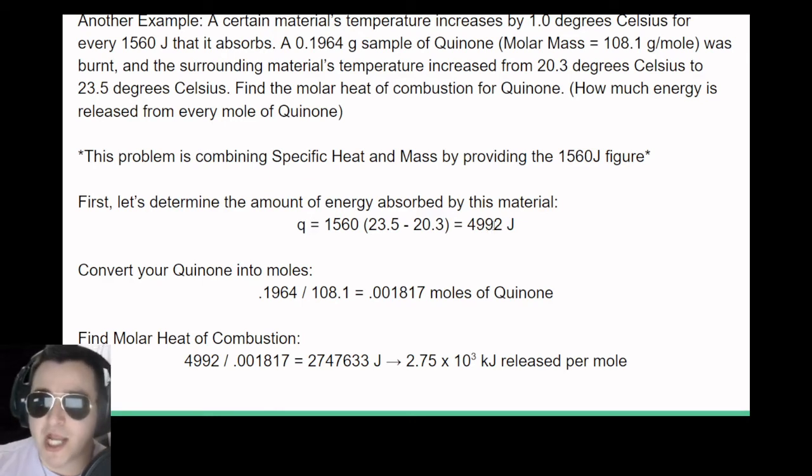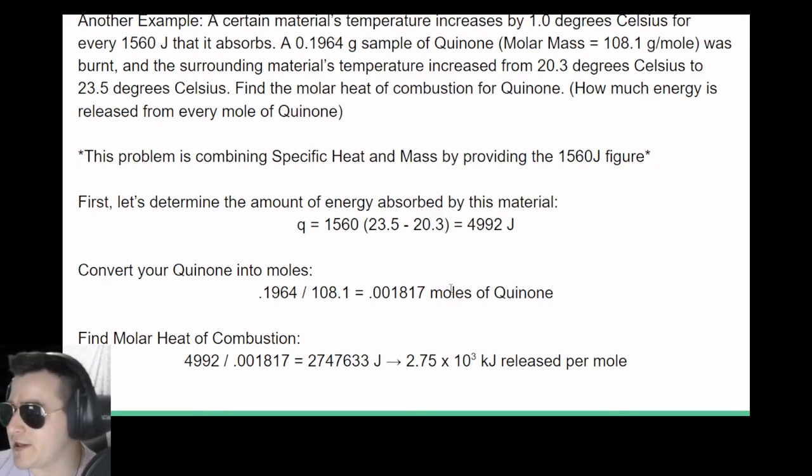The amount of energy absorbed by this material, where did it come from? There's only one source here. We're not talking about the sun beating down on it. It is released from the combustion of this quinone. Quinone. Kind of like that better. Quinone. So, the amount of energy absorbed is equal to the amount of energy released. That's the concept here. And that shouldn't be new either. That should be a pretty elementary concept for us here.